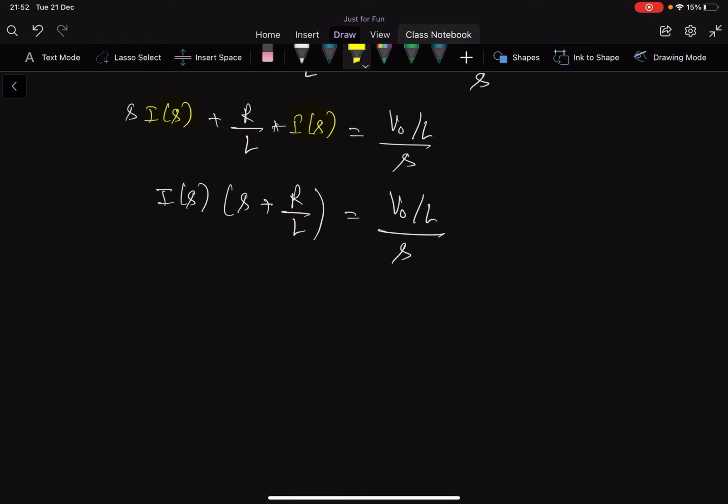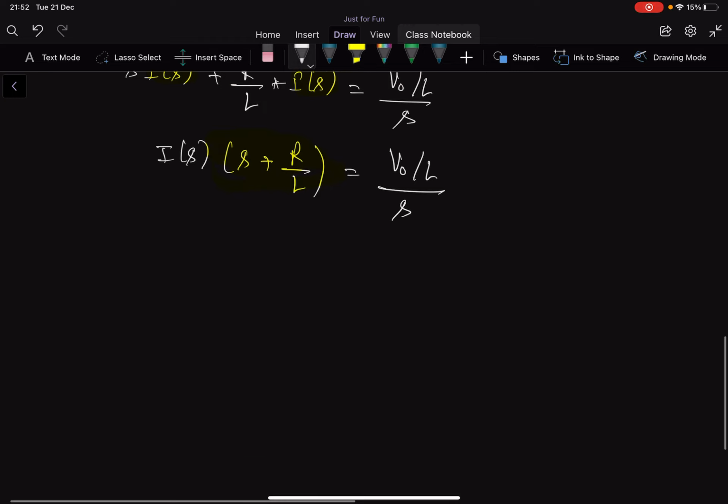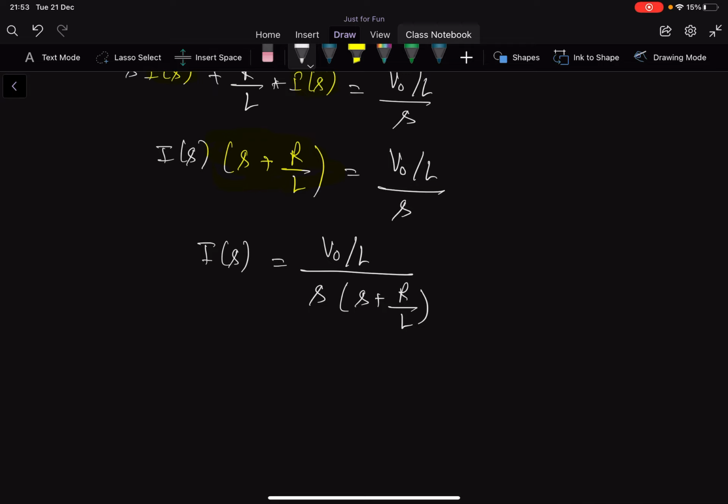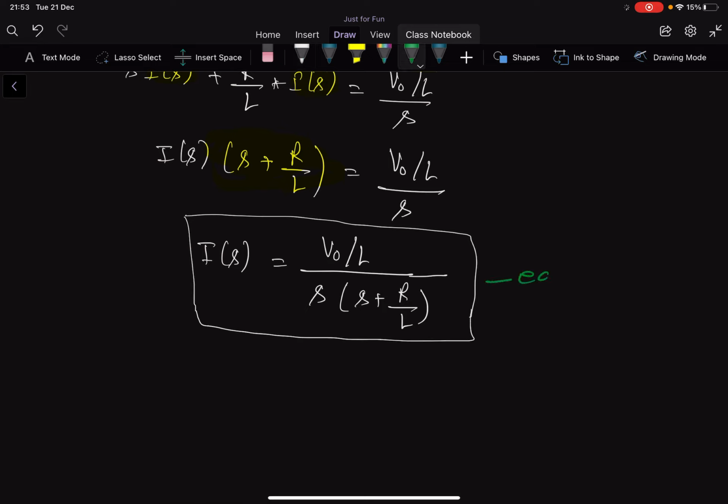Now we can throw this to our right hand side. And we're going to get I(s) on our left hand side and everything on our right hand side. We're going to get V naught over L divided by s, and the whole thing divided by s plus R over L. So that is the equation which we get here. Now we can say this is our equation 2, and we are done with step 2.